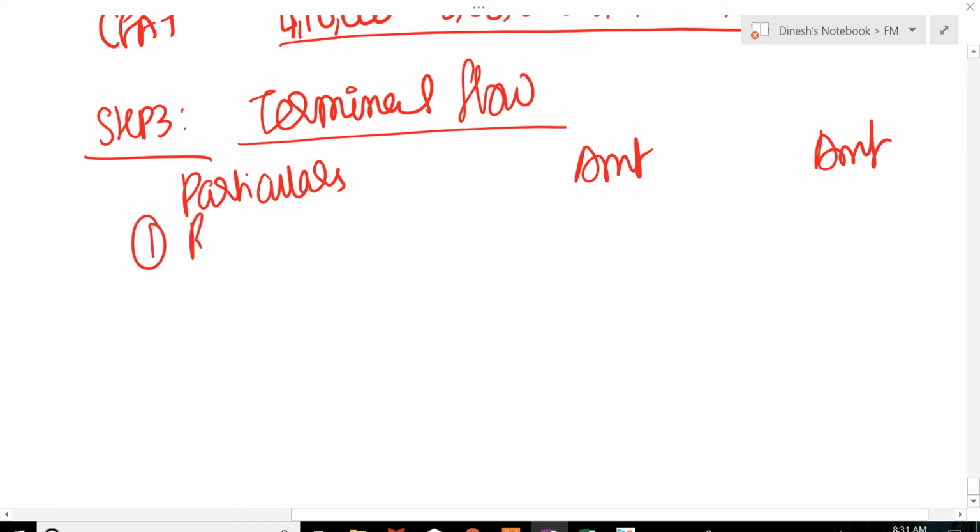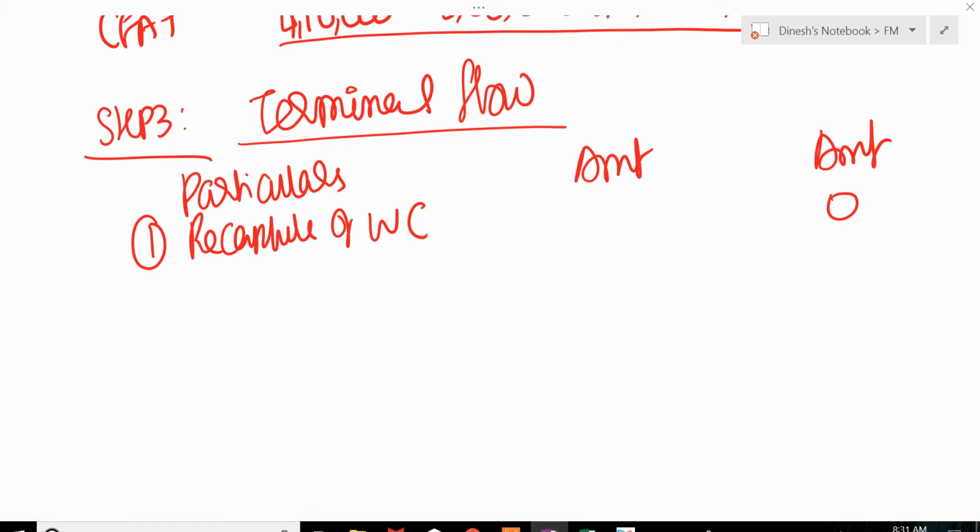Point number 1, recapture of working capital. Whatever is blocked will get released. How much was the money blocked? 0. So recapture of working capital is 0. There is no working capital in this question.